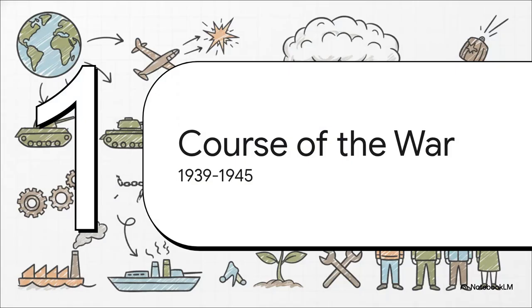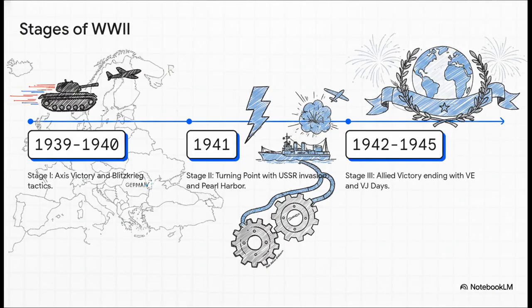That brings us to Part 2, the course of the war. Okay, the absolute crucial turning point to remember here is the year 1941. In Stage 1 of the conflict, the Axis powers were totally dominating using their blitzkrieg, or lightning war tactics, which led to the shockingly fast fall of places like France and the Netherlands.